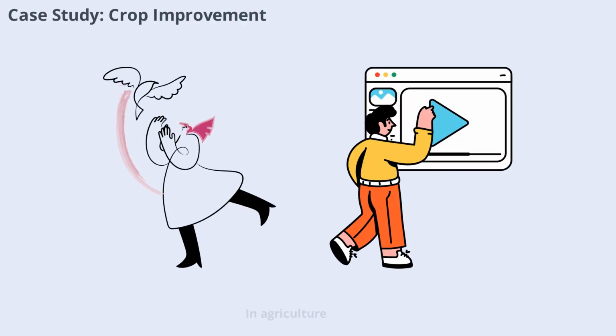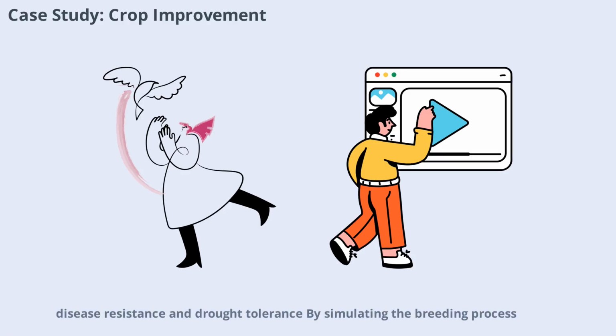In agriculture, evolutionary algorithms are used to optimize crop traits such as yield, disease resistance, and drought tolerance. By simulating the breeding process, researchers can identify the best combinations of genes for desired traits. This accelerates crop improvement programs and helps ensure food security in the face of changing environmental conditions.